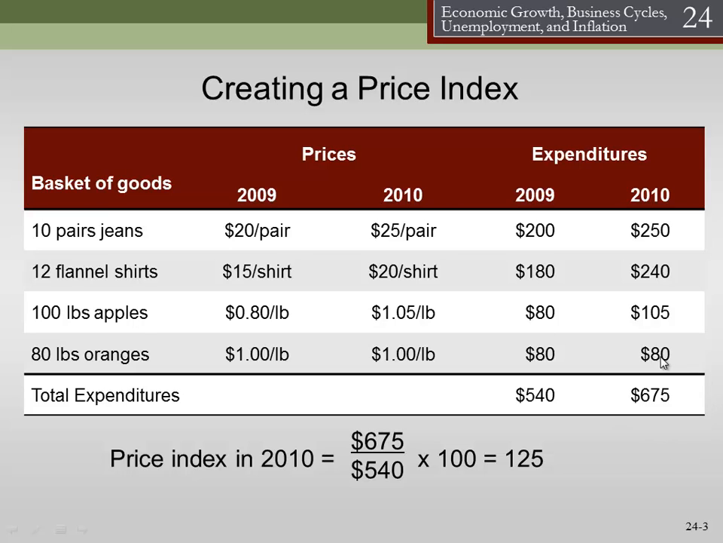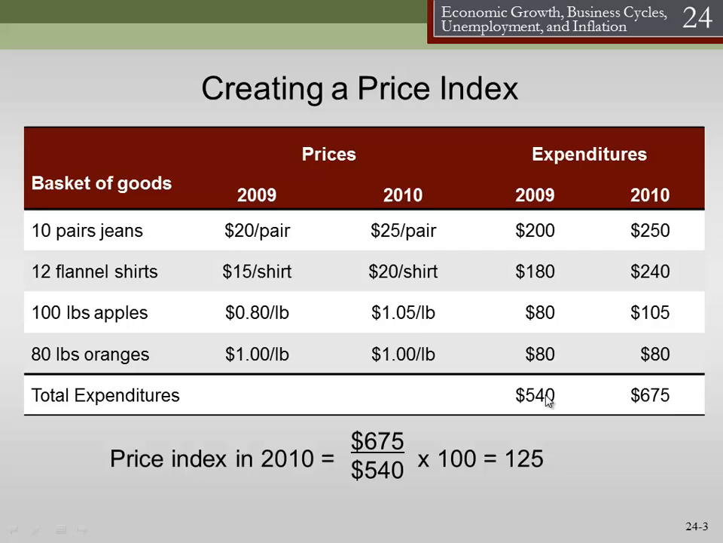In 2010, it's $675. But you say, well, wait a minute. It's still the same basket. It's 10 pairs of jeans, 12 pairs of flannel shirts, 100 pounds of apples, and 80 pounds of oranges. It can't be worth more. It's the same stuff. Well, actually, it could be worth more if for some reason we changed our value structure. But let's assume everything stays the same. A pair of jeans is a pair of jeans. Apples are apples, and you like them just as much in 2009 as you do in 2010. Nothing's different. Well, what's changed? Prices have changed. So now we start to see the problem with nominal values.